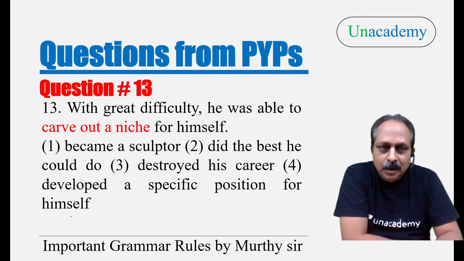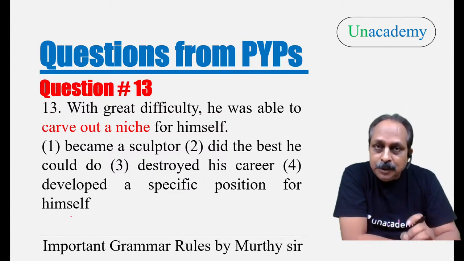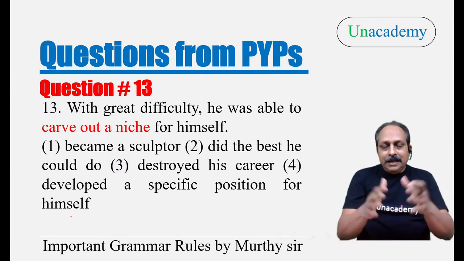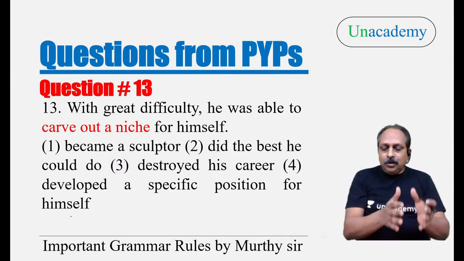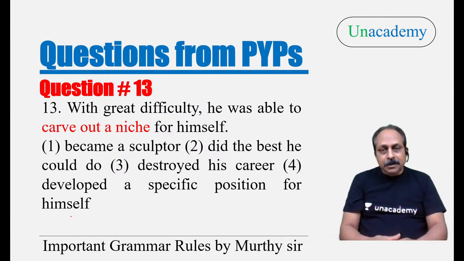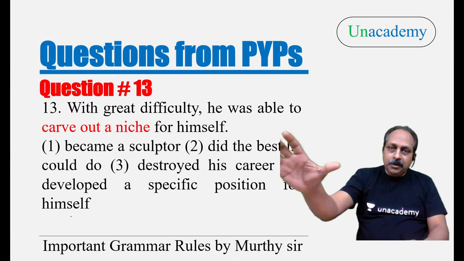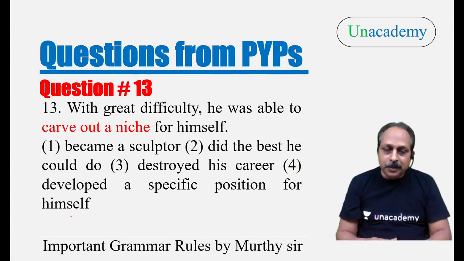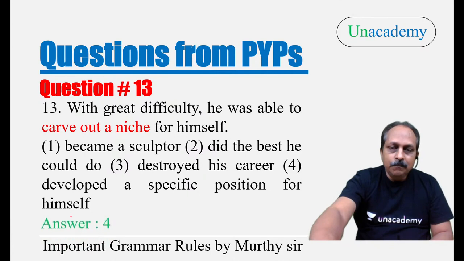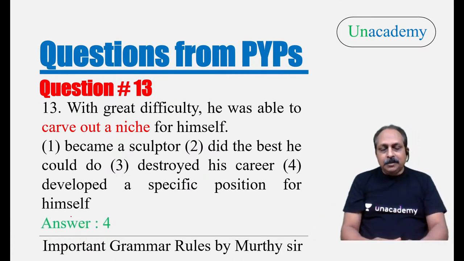Just ignore. With great difficulty, he was able to carve out a niche for himself. Answer is the fourth option. Developed a specific position for himself. In every field, it could be cricket, it could be tennis, it could be any field. Some people stand out, and for those people, we say they have carved out a niche for themselves in that particular field. A very good idiomatic expression. Answer is the fourth option. Develop a specific position, a respectable position for someone.